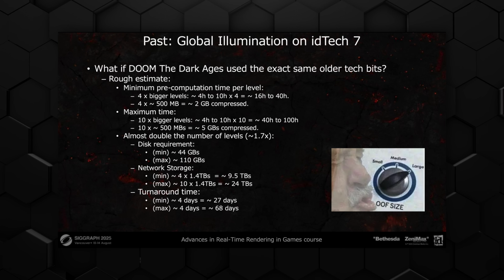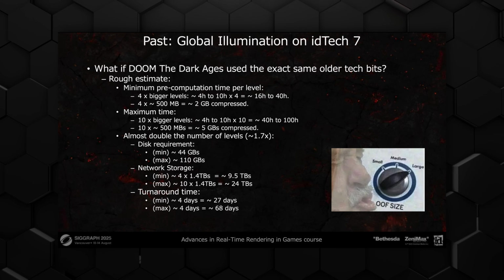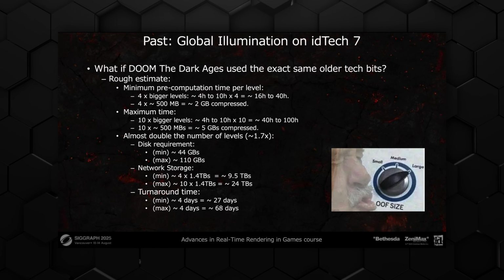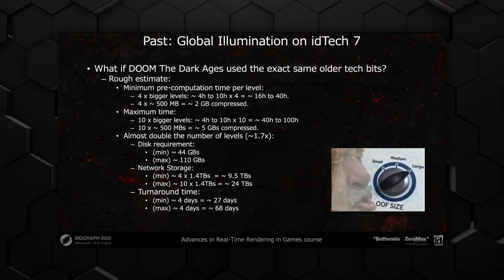Then for the Doom the Dark Ages maps, they have a lot more dynamic objects in it. They have a much larger size, more geometry. It's like 4 to 10 times depending upon the map. And then Tiago very nicely gave us some great numbers as to what it would look like if they were to use Doom Eternal's pipeline in Doom the Dark Ages. So here on the slide is what Oliver is showing on screen right now, because Oliver's a real G. What if Doom the Dark Ages used the exact same older tech bits?